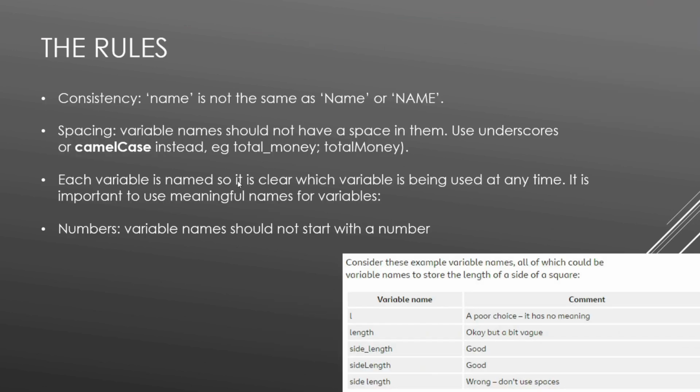each variable is named so it's clear which variable is being used at any time. It's important to use meaningful names for variables. So like I said, you need to name your variable something along the lines of the information you've stored within. So if me or Sir or Mr. Chatton was to come and look at your program, we would know what information is stored inside your variable, so we could run your program and understand what it's doing. And lastly, this is not a rule that everyone abides by, but it's good practice not to start your variable with numbers. So just, generally use words. It's less confusing for people.